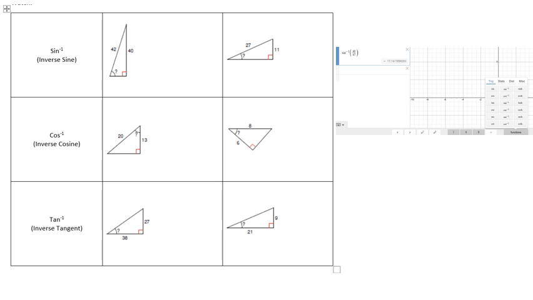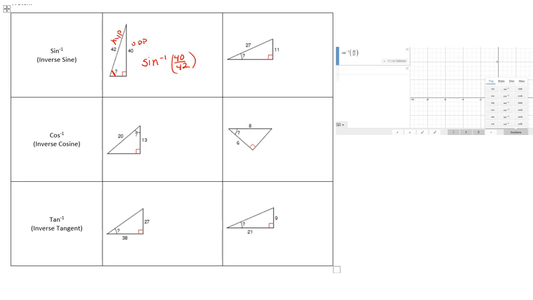Let me show you how you would use inverse sine. The hypotenuse is labeled, and what else is labeled? The opposite of the angle. And we're trying to find this angle here. We want to know that angle. So we're going to say the inverse sine of opposite over hypotenuse. So 40 over 42.